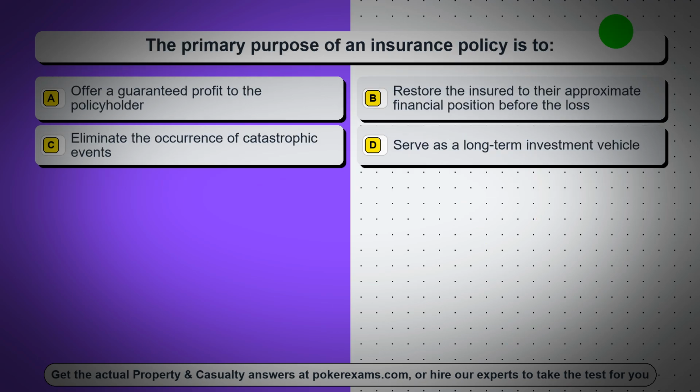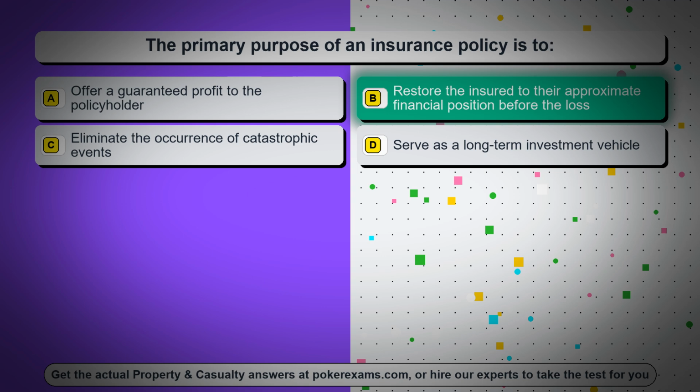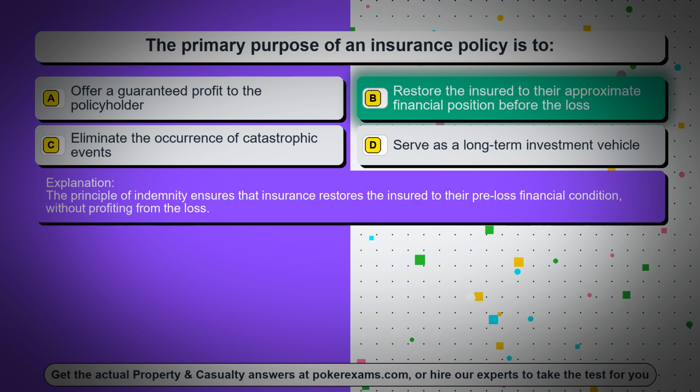Question 97. The primary purpose of an insurance policy is to: option A, offer a guaranteed profit to the policyholder; option B, restore the insured to their approximate financial position before the loss; option C, eliminate the occurrence of catastrophic events; option D, serve as a long-term investment vehicle. The correct answer is option B, restore the insured to their approximate financial position before the loss. The principle of indemnity ensures that insurance restores the insured to their pre-loss financial condition, without profiting from the loss.